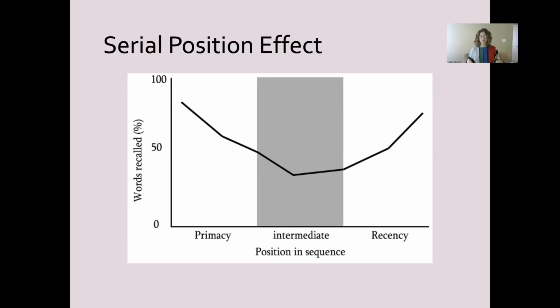Serial position effect is when you have any items that happen in a sequence in a certain order and you're trying to remember all of them, you're going to be least likely to remember the stuff in the middle. You will recall the first few items on the list very well, and you will recall the last few items on a list very well.